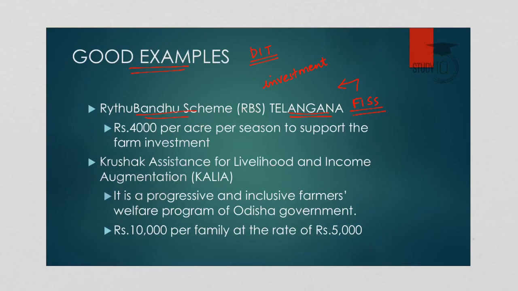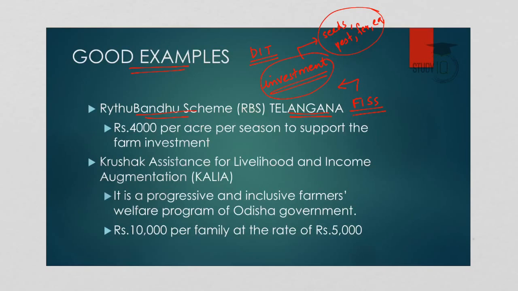So, what is the kind of investment that a farmer or an agricultural sector will undertake? This will be investment in the form of seeds, pesticides, fertilizers, equipment, etc. Such farm investment would be supported by the state government for 2 crops a year, and this scheme is called Rythu Bandhu scheme.